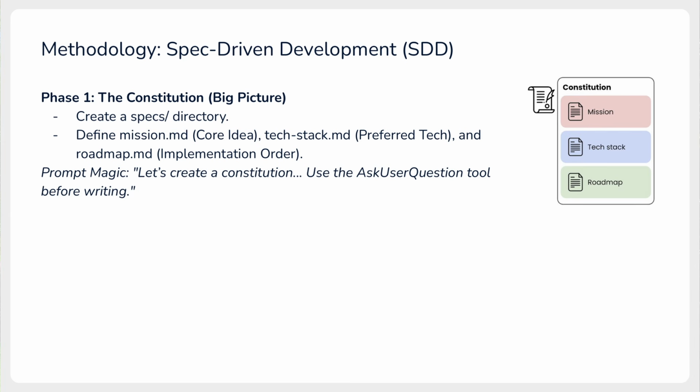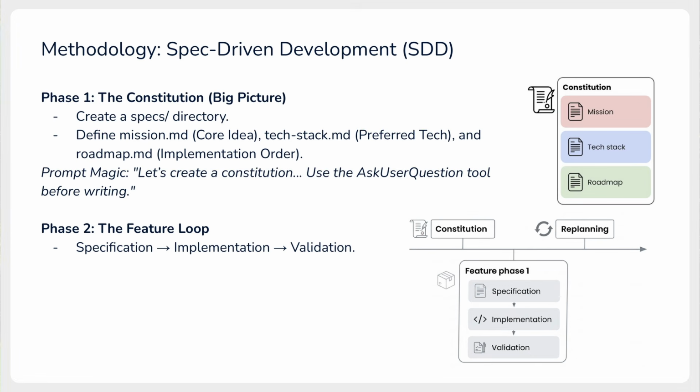The fact is that you don't need to create it by hand. You can also ask AI to generate it. You can say something like, let's create a constitution for this project, and keep asking me for any clarification you need along the way. That last part is very important. You want the agent to interview you about the project before it writes a single word of specs. Otherwise, it just guesses, you correct it, and you waste 30 minutes.